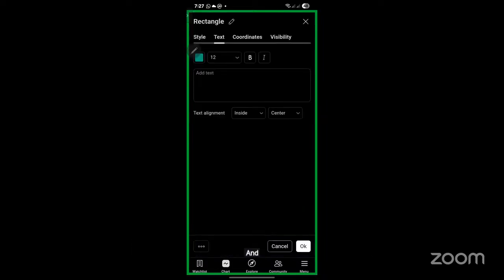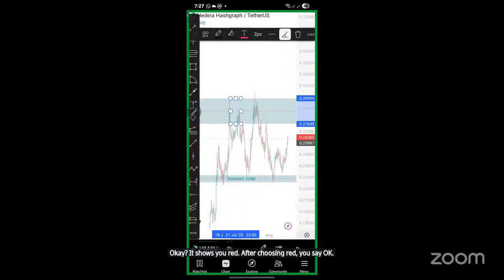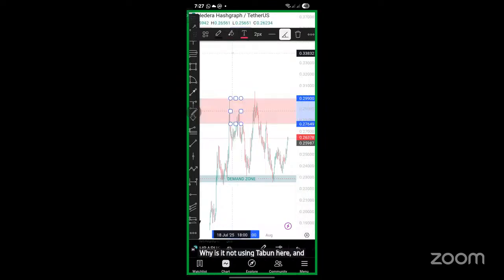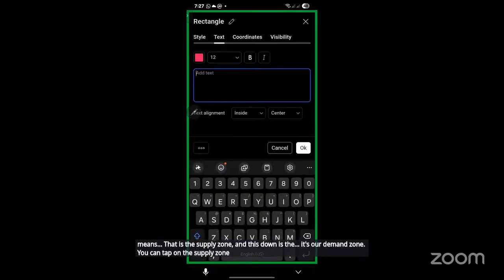And because in trading we always use the supply as red, we shall double tap on this, and where we see this color, which is blue, we come here, tap on it, and choose red. Okay, we choose red. After choosing red, you say okay. Tap on here and choose red, and it will be red. It means that is the supply zone, and this down is our demand zone. You can tap on the supply zone and write a word, demand zone, supply zone.